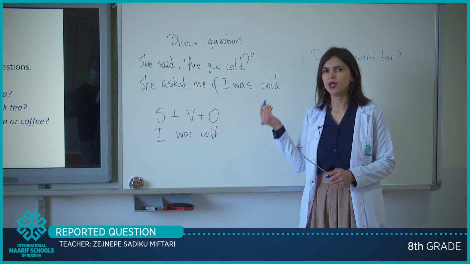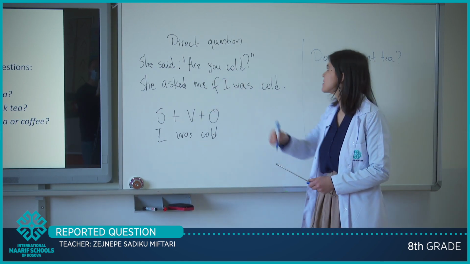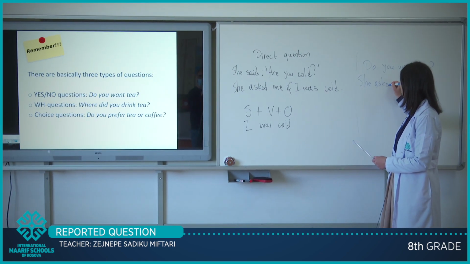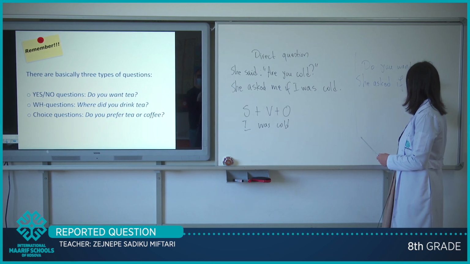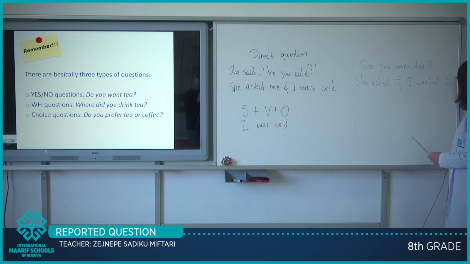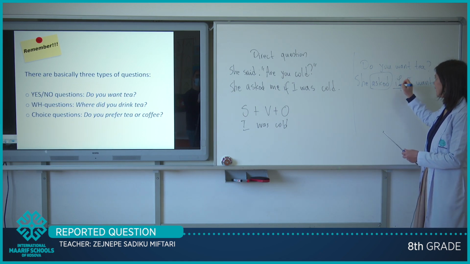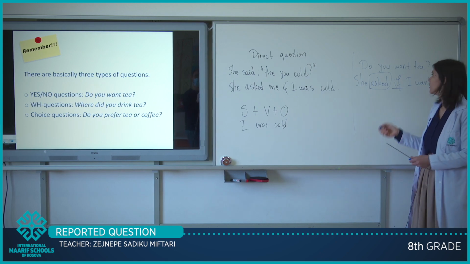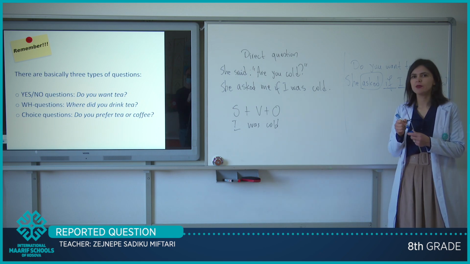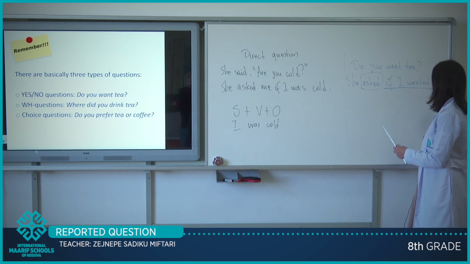So, how can we report this question? First of all, we have to use the verb asked. He or she. She asked if I wanted tea. So, we have the verb asked, and we have the word if, or we can use whether. I wanted tea. So now the verb is in past simple and it's not a question anymore, but it's a statement.